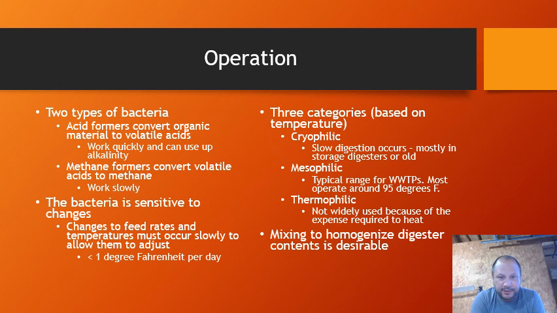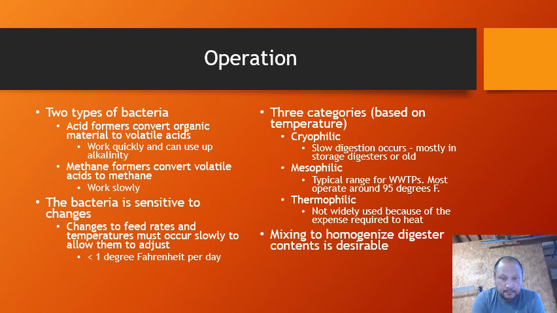Eventually, the pH in the digester will start to drop if you're getting too many volatile acids being formed in the digester. But usually by the time that you see significant changes in the pH, it's too late for that digester to recover without some intervention on your part. So two types of bacteria. Acid forming bacteria, remember, work very quickly. Methane forming bacteria work more slowly. The methane formers are much more sensitive to changes in the environment.